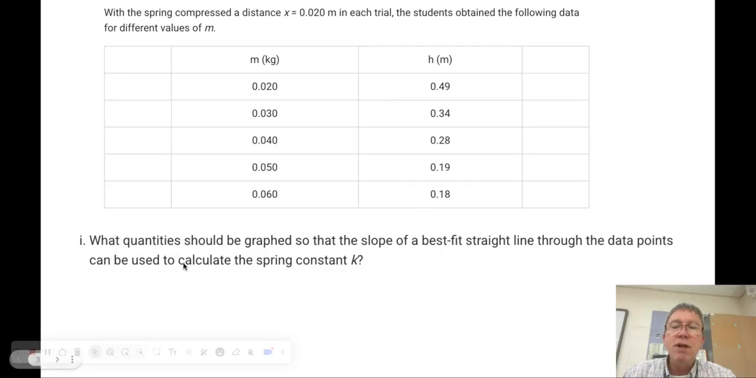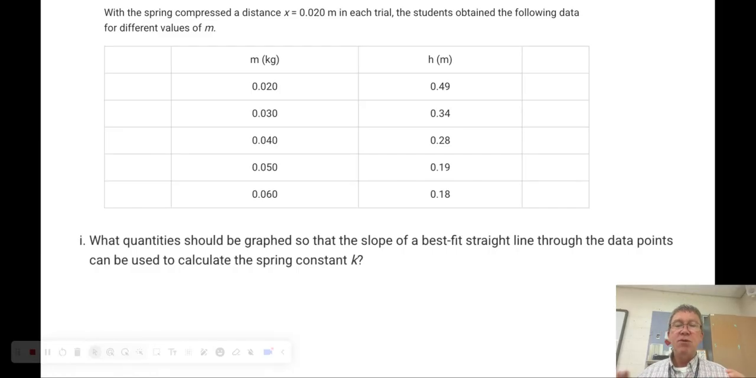Now it says, what quantity should be graphed so that the slope of the best fit line through the data points can calculate the spring constant? You're going to have to linearize. Guys, on your AP test, there is a very high probability that they're going to give you a data set like this and then ask you how you would go about linearizing it. It's just what they usually do. I can't promise you, but I'm saying high certainty that's what they're going to do.